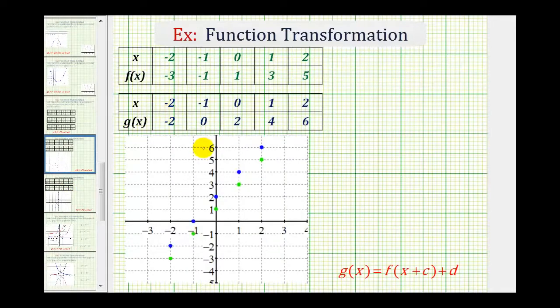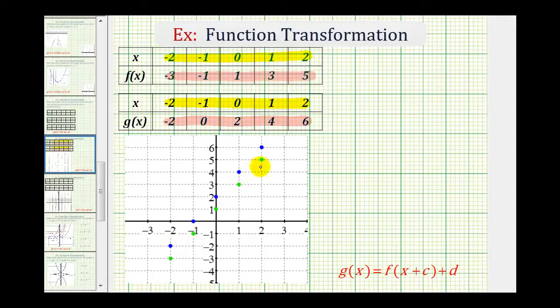Before we look at the graph, what we should notice is for the same x values, the function values for f of x and g of x are different. Notice all the function values for g of x are 1 more than the function values for f of x. And since the function values or y values for g of x are 1 unit larger than f of x, we should expect these points to be 1 unit higher on the graph.